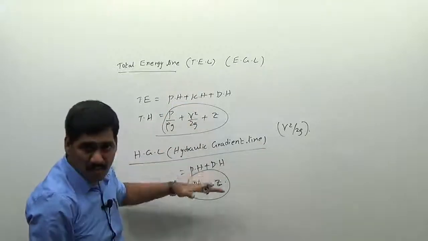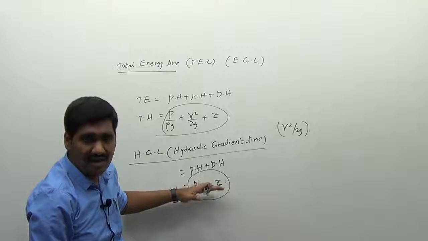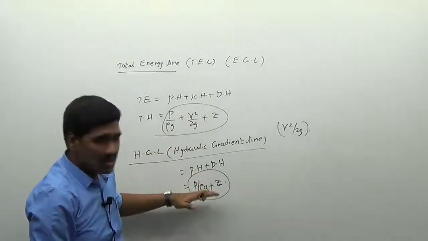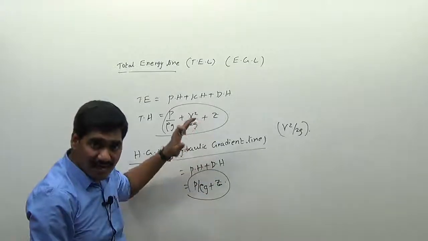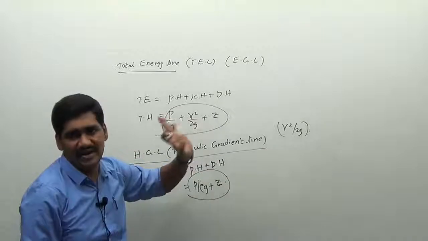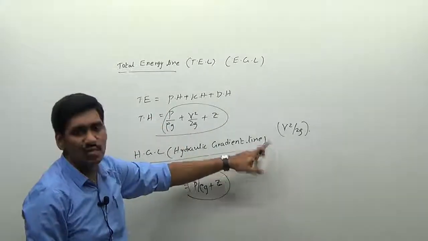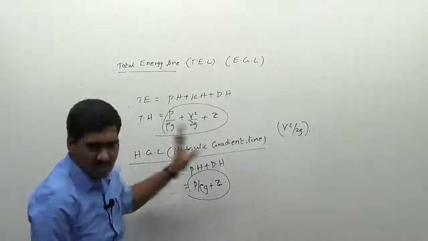Therefore, at any point, if you observe the difference, definitely this difference between the lines, the height of the lines, will be equal to the velocity head here. The velocity head is always equal to the kinetic energy per unit weight of the liquid here. Okay. So we shall do a small problem.